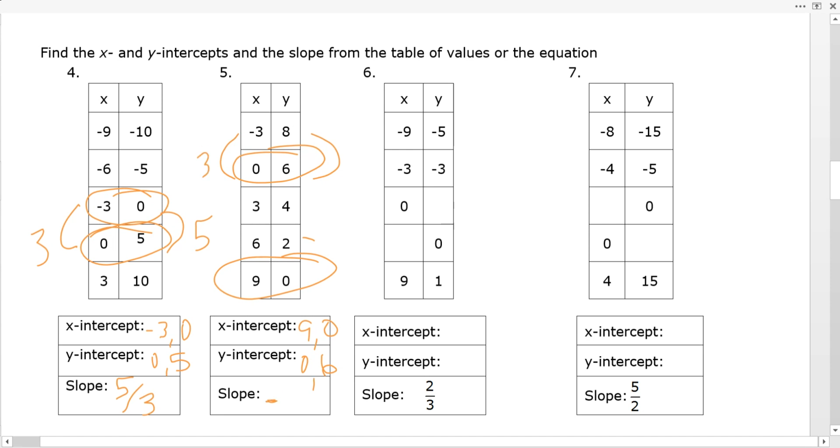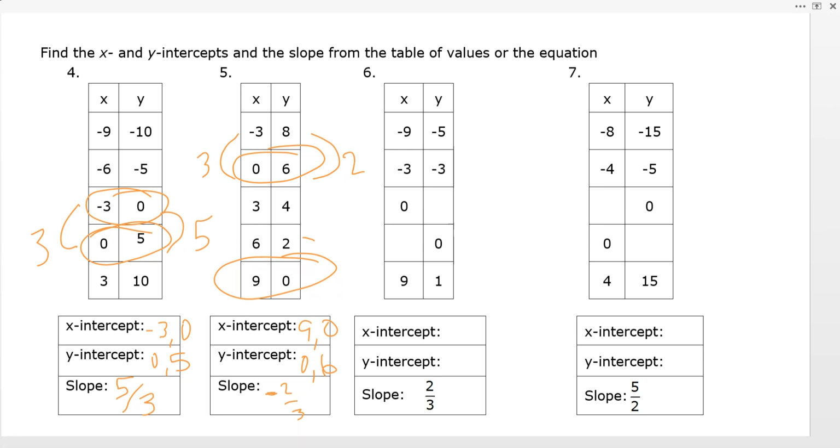This is going down by 3, up by 3, and this one is going down by 2. So I can just do 2/3, which would be the same as if I had done 0 to 6 over 9 to 0, which would be 6/9, which would also be 2/3.